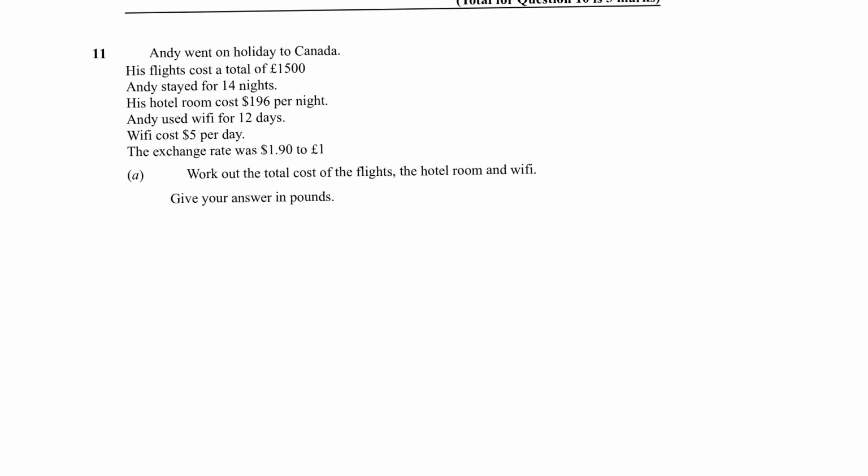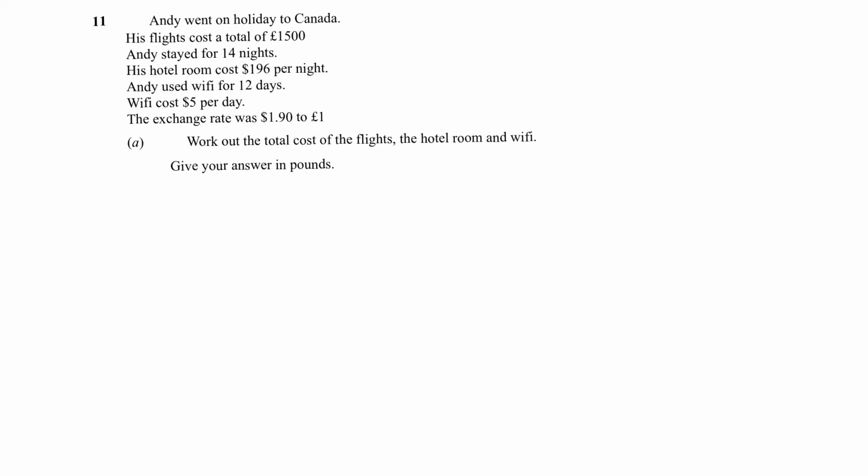Okay. And then moving on to question 11, it says Andy went on holiday to Canada. His flights cost a total of £1,500 and he stayed for 14 nights. His hotel room cost $196 per night, and Andy used the Wi-Fi for 12 days. The Wi-Fi cost $5. It's given us the exchange rate and it wants us to work out the total of his flights, the hotel room, and the Wi-Fi in pounds. So let's really break this down. So first of all, with the flights, that's already given in pounds, so we don't need to convert anything.